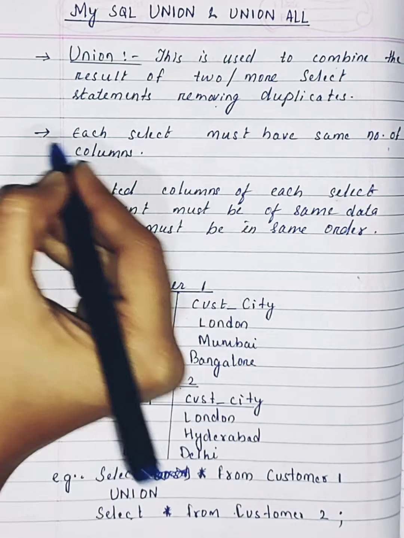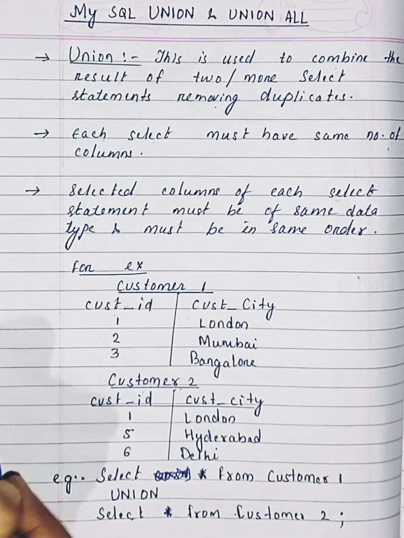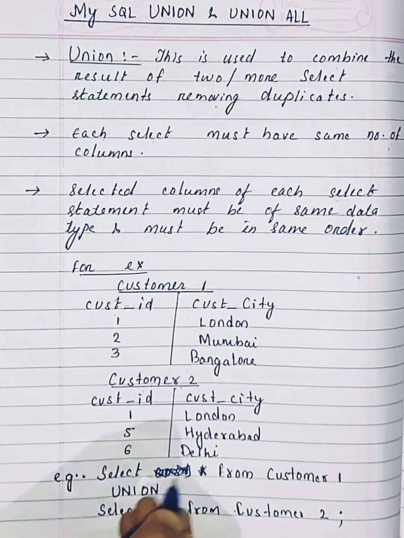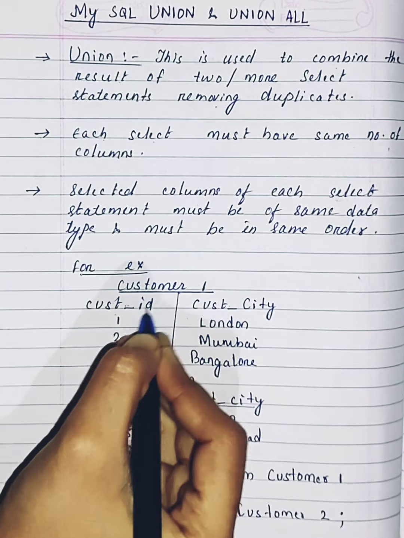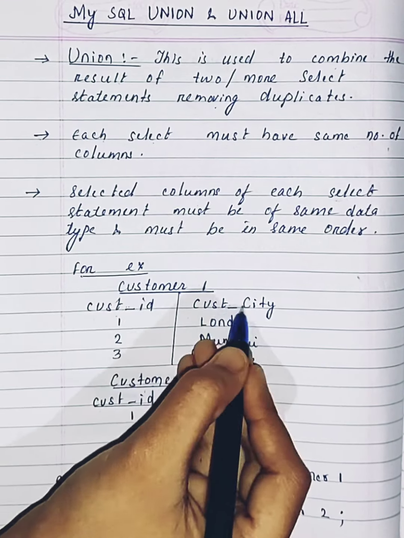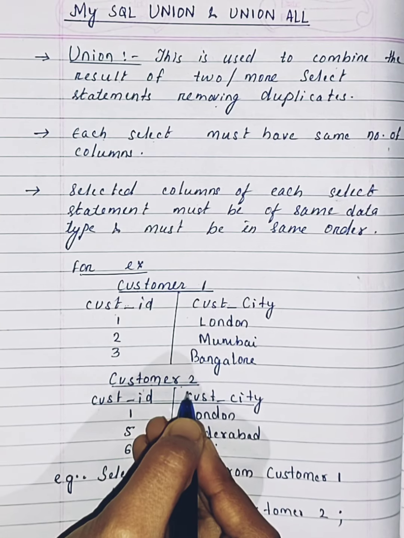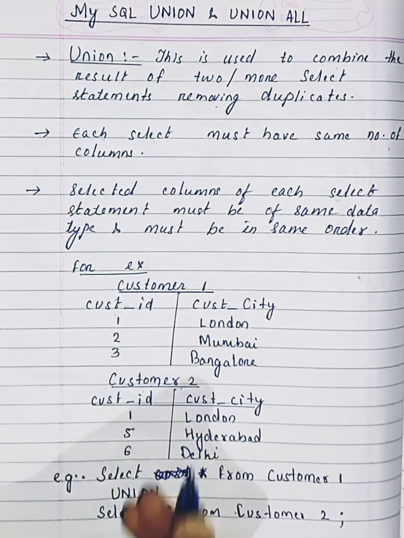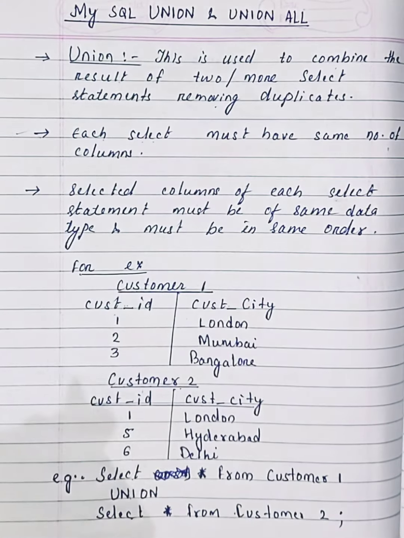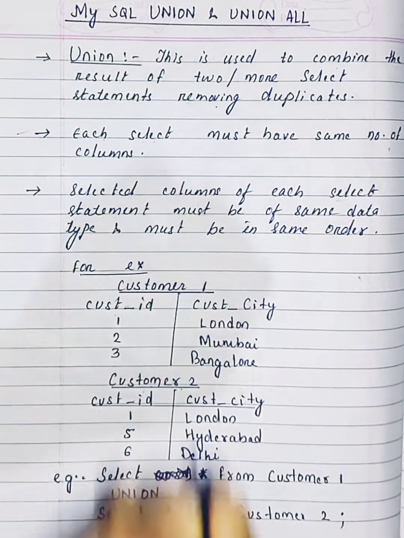Then the second condition is each select must have the same number of columns. For example, in the first select, how many columns are there? We are writing select asterisk, meaning we are selecting all the columns of customer 1. So in the customer 1 table, how many columns are there? 2 columns are there. And in customer 2 also 2 columns are there. So condition 2 also is satisfied: each select must have the same number of columns. Here 2 columns, here also 2 columns. So the second condition is satisfied.